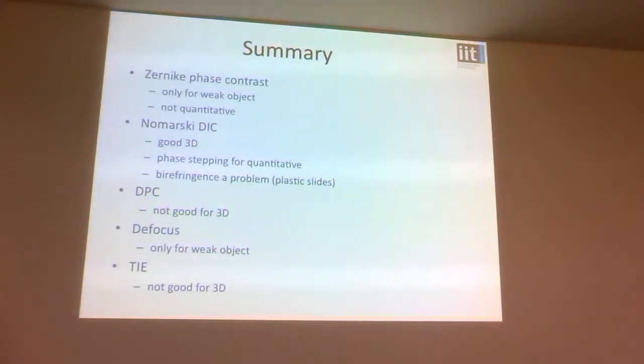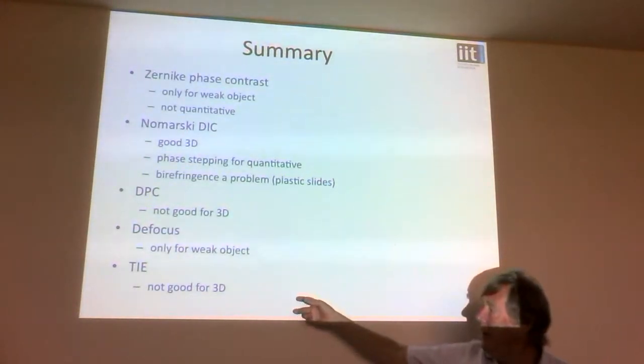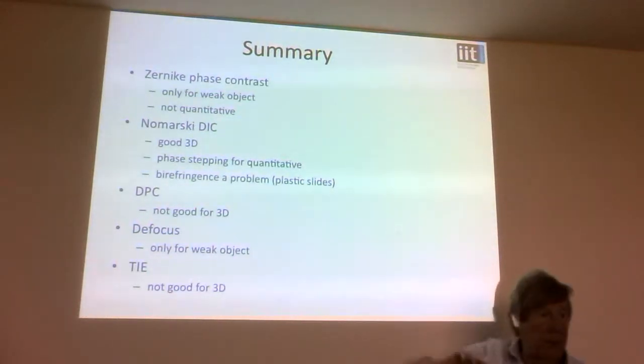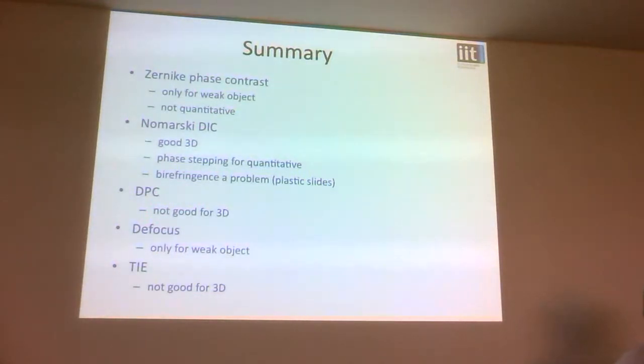DPC turns out to be not so good for 3D as DIC. Defocus should only work for a weak object, but actually we found that it doesn't work too badly even when it shouldn't. I don't really quite know why, it seems quite robust anyway, even if it's not a weak object. And then finally, TIE is not so good again for 3D. So of these methods, really, DIC is probably the best for getting 3D information. I haven't mentioned here in the summary anything about the holographic methods, but of course another way will be to do holographic tomography. It's a good way of getting 3D information too.